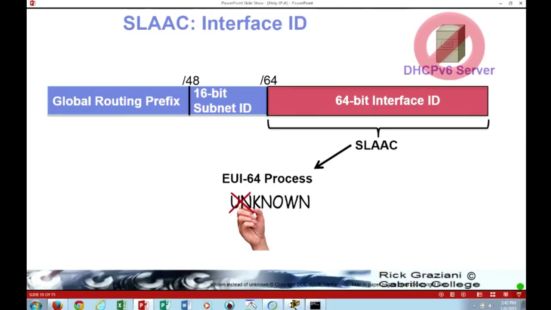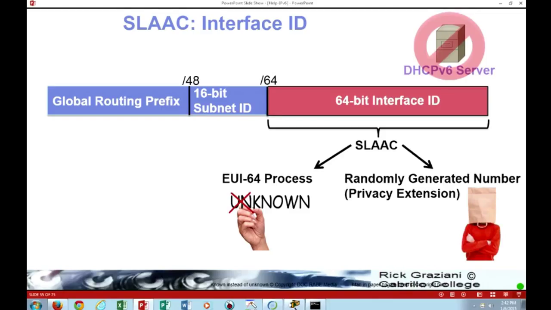For the 64-bit interface ID, SLAAC can either say EUI64, meaning I'm going to use your MAC address, so you're going to be known. I'll talk about that in a moment. The other one is to let the device come up with its own 64-bit value.